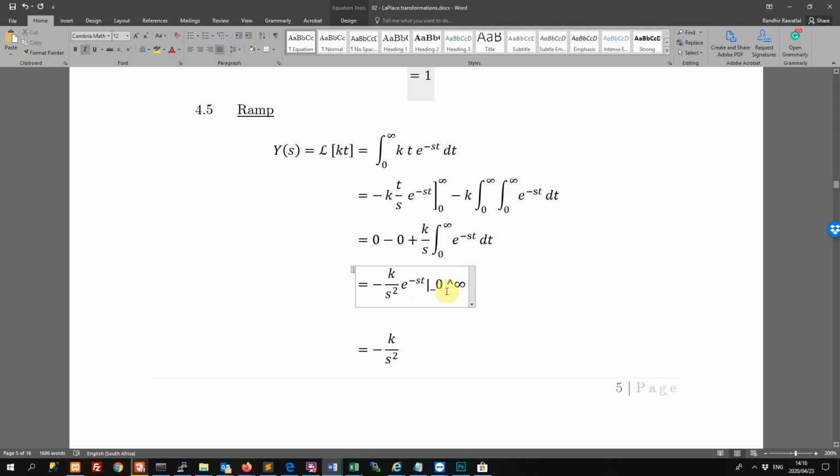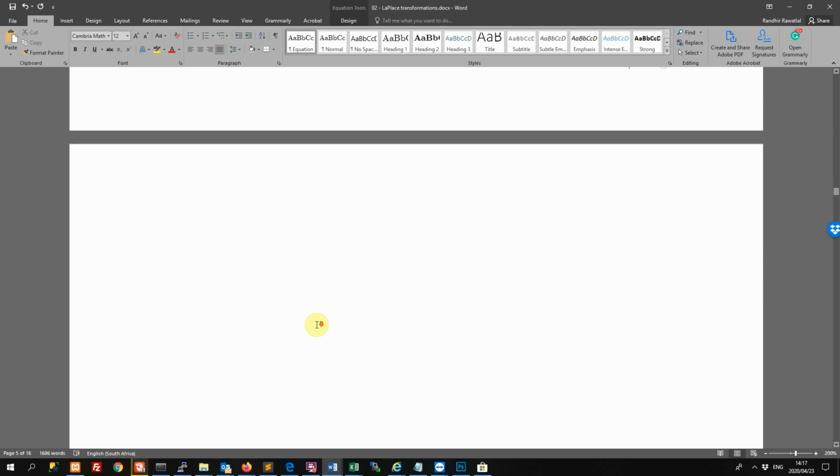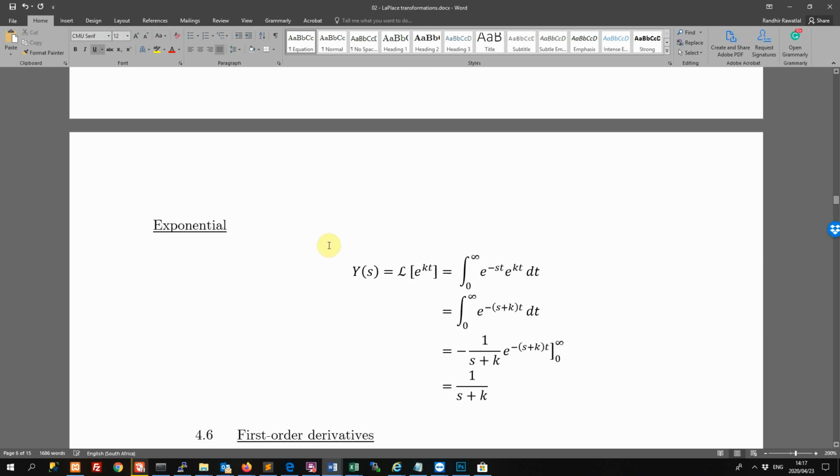So at the upper limit of infinity, this is going to be e to the minus infinity, which is 0, so we can forget about the upper limit. Then e to the minus st at 0: at 0, this is e to the 0, which is 1. So this is leaving us with the k over s squared. So that's the lower limit, minus, and then minus, and that leaves us with a plus k over s squared. So for the ramp function, we are getting k over s squared. Moving on now to the exponential itself.